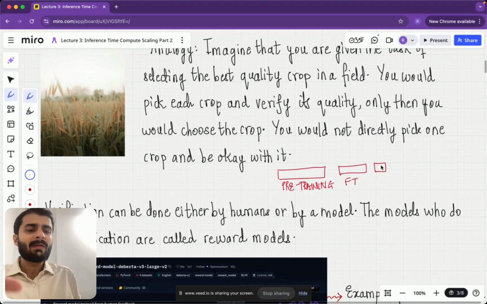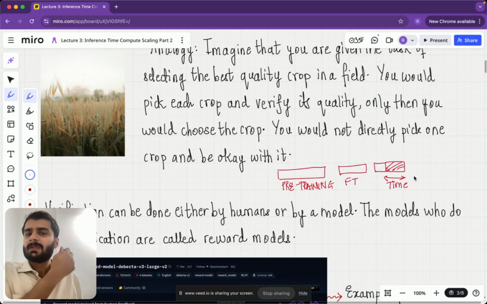So without verification, inference is like this. But when you increase verification, you are basically increasing the time which the LLM takes to give you the answer, because you are sampling from different answers and you're selecting the best answer. That's why it increases the inference time compute.